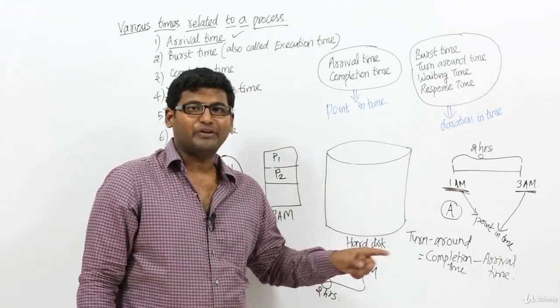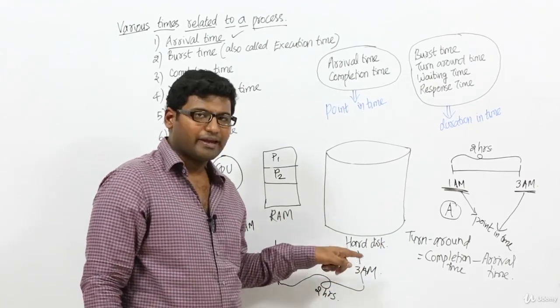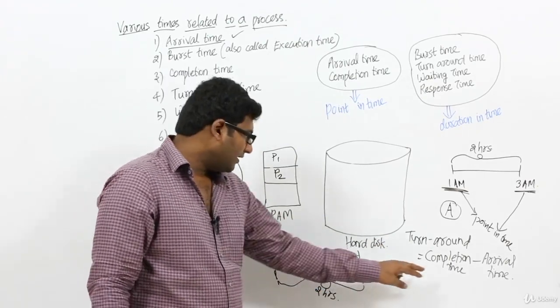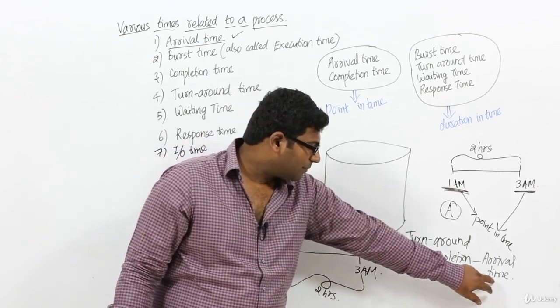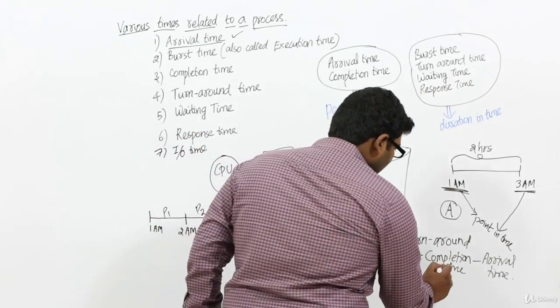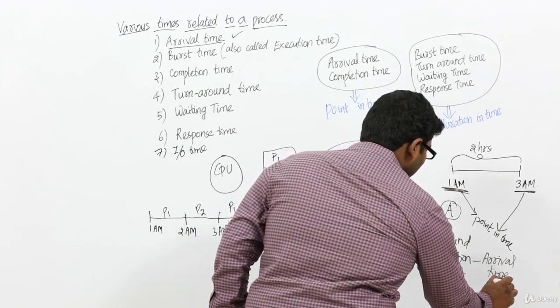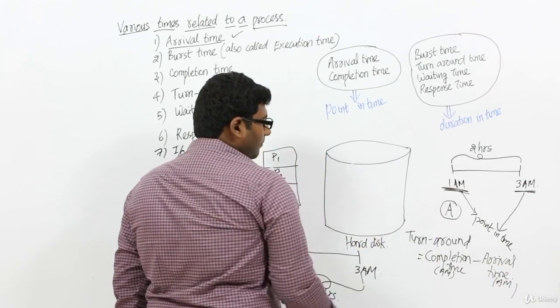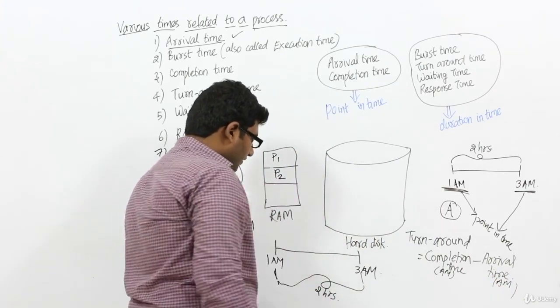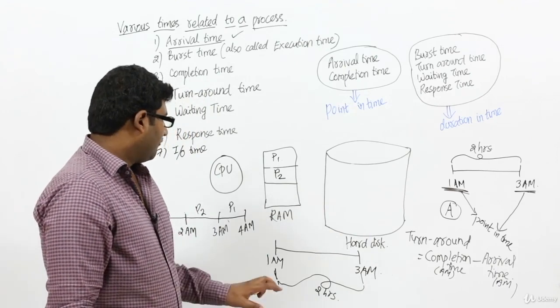See, turnaround time is the duration in time. That's why the unit is hours and it is not a.m. Whereas completion time is a point in time, arrival time is a point in time. That's why the unit of completion time is a.m. The unit of arrival time is a.m. But still, the unit of turnaround time, which is 2 hours, is nothing but hours, right? It is not a.m. Fine.